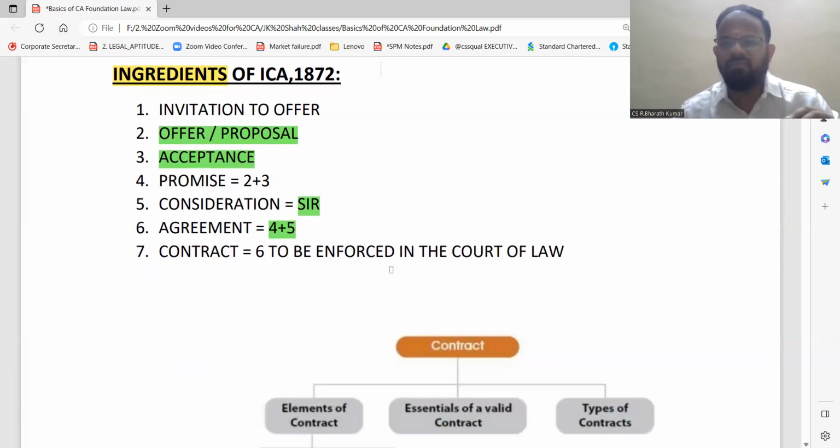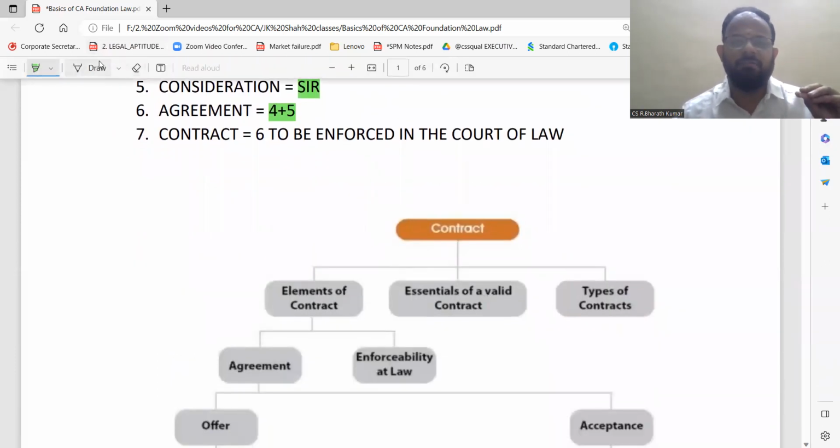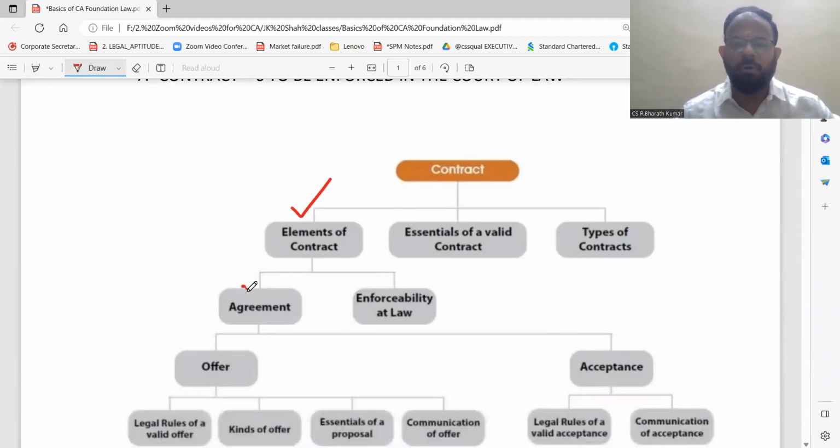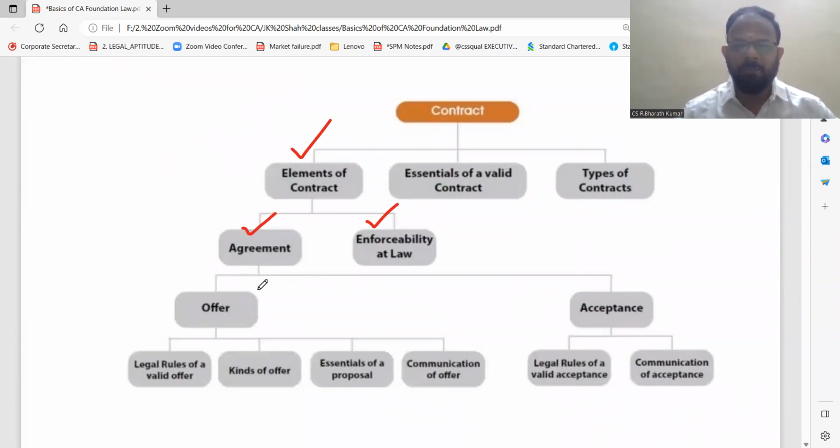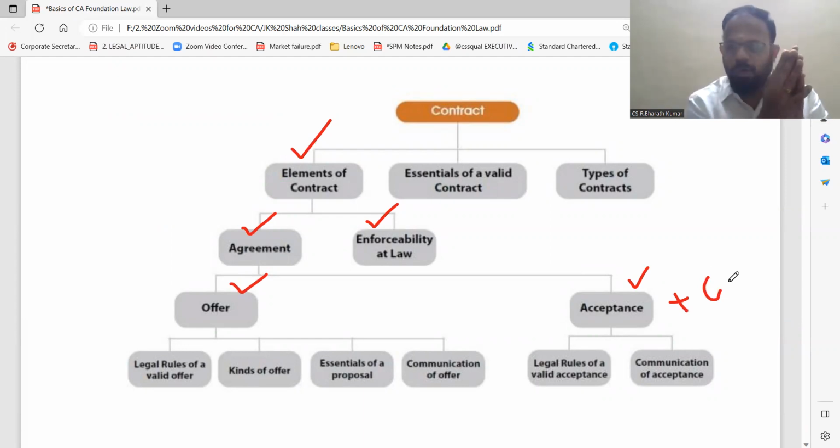I have brought some charts for understanding it, where we will talk about elements of contract. When we say elements of contract, we have already told agreement plus enforceability in the court of law. When you talk about agreement, it covers your offer and acceptance. And don't forget, here they are presuming that consideration also is done. So listen carefully. If you wanted to revise what we have done, offer plus acceptance is promise. Promise plus consideration is agreement. So consideration is presumed to be included in an offer and acceptance. So that's what they wanted to talk.